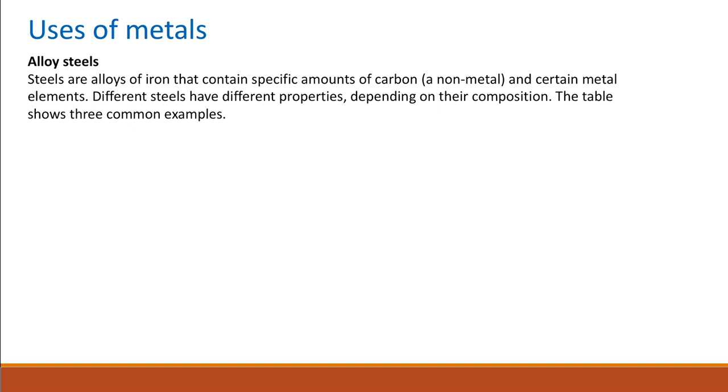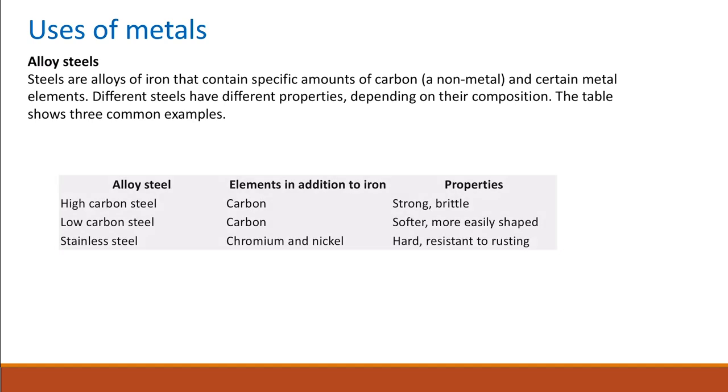Alloys of steel. Steels are alloys of iron that can contain carbon, which is a non-metal, and certain metal elements. Different steels have different properties depending on the different elements that exist with the iron. So we have high carbon steel, which has a high proportion of carbon. These tend to be strong and brittle. And we have low carbon steel, which still has carbon as well, but less carbon, which is softer and more easily shaped. And then we have stainless steel, which has chromium or nickel, and it is hard and resistant to rusting.